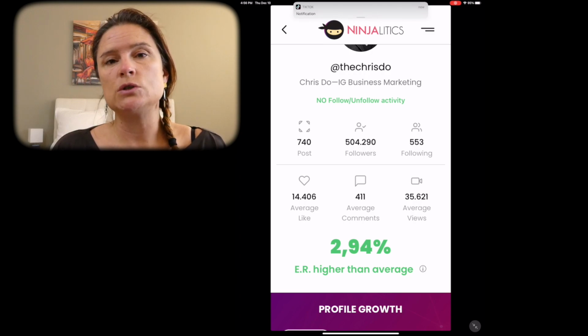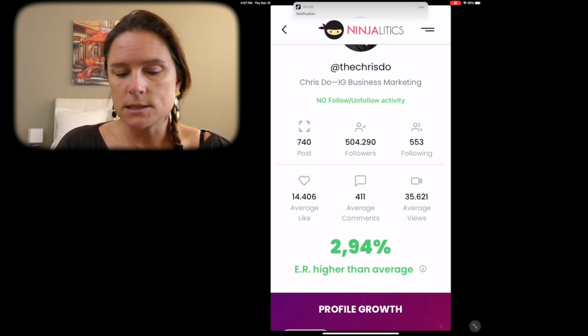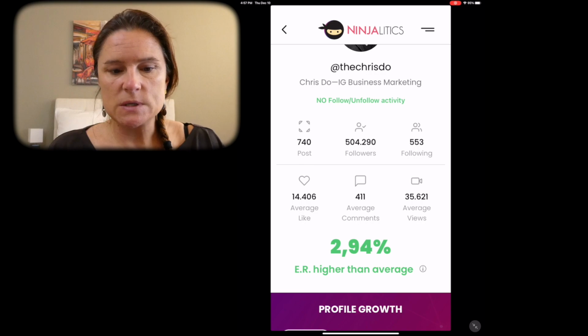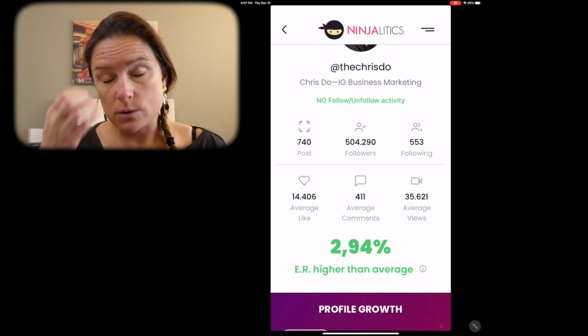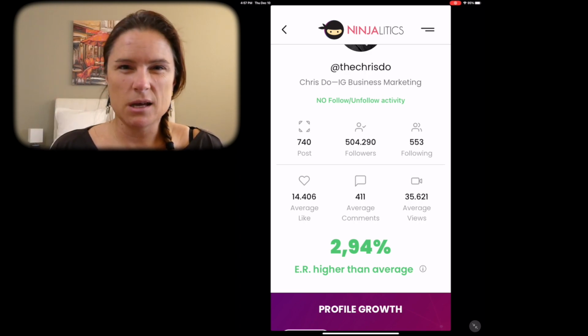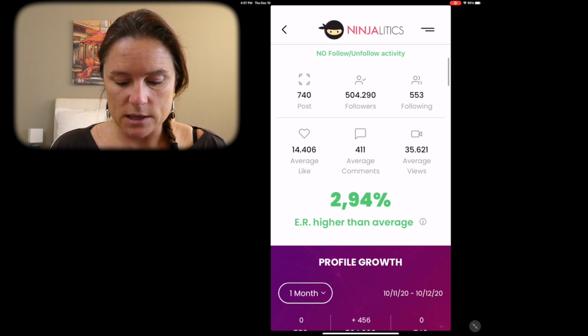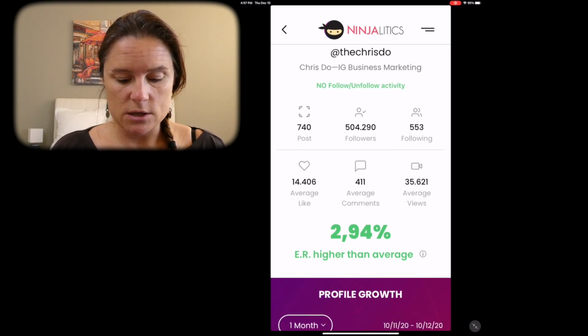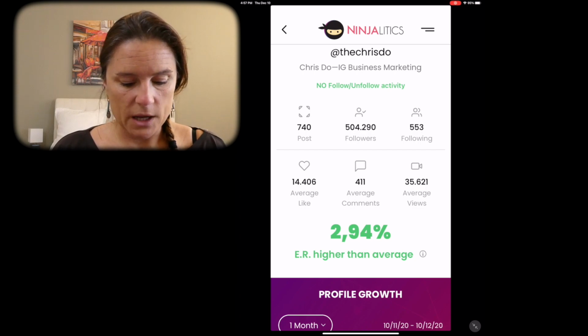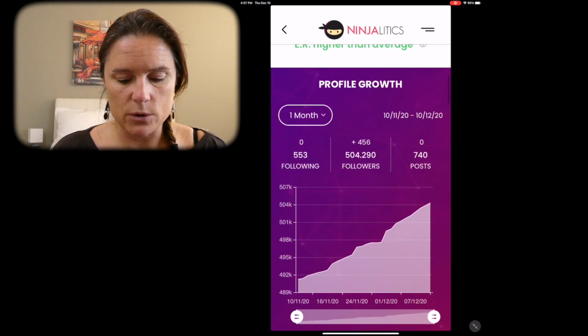You don't want to do a collaboration with an account like that. And if you see a big account that is growing just because of this technique, maybe don't look at it to take inspiration for your own account. Anyway, an engagement rate of 2.94% is great when you have 500,000 followers.